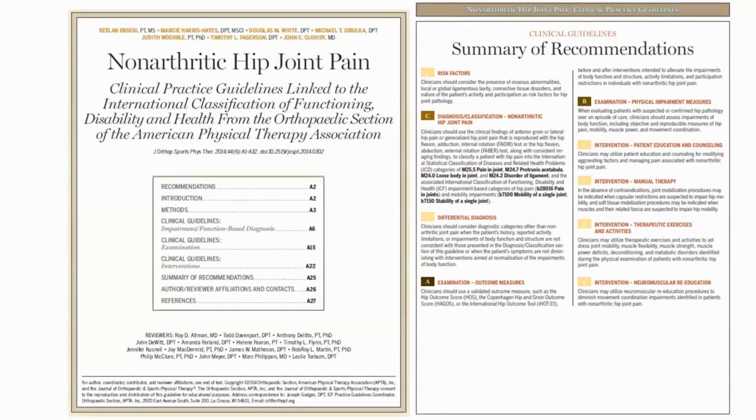You can see here a summary of the 2014 CPG, based on limited evidence, so it should be of no surprise that it's a fairly small number of recommendations, and most of us received an F level, so expert opinion. That's all we had at that time, recommendations for both evaluation and intervention within the domain of physical therapist management for non-arthritic hip joint pain.